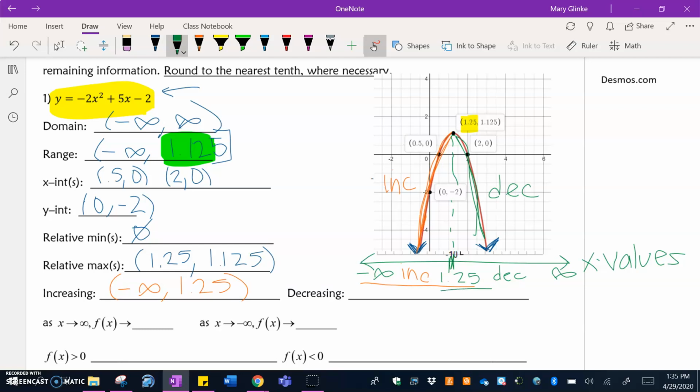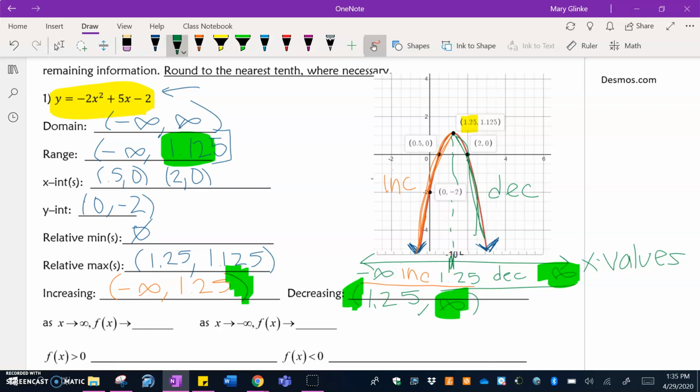Decreasing then is going to be starting at 1.25 and going to the right forever. I know you might want to put negative infinity because the graph is going down, but because we're going to the right, again, we're using the x values, it has to be a positive infinity. Also, as a reminder, increasing and decreasing will always use parentheses for these ones.